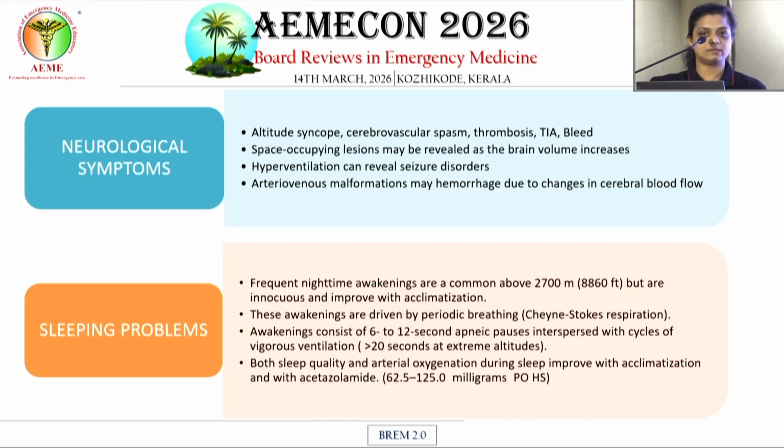Then again, sleeping problems. You know that if you are staying in a tent, people will be there, people will be snoring, it's not your room, you're not in a comfy position. So there will be sleeping disturbances, which can again be troublesome. So again, acetazolamide has a role, that is low dose acetazolamide. Usually for the treatment, we use a dose of 125 to 250 milligrams. For the sleeping problems, the dose is 62.5 to 125 milligrams HS dose. So this can be used to prevent the sleeping problems.